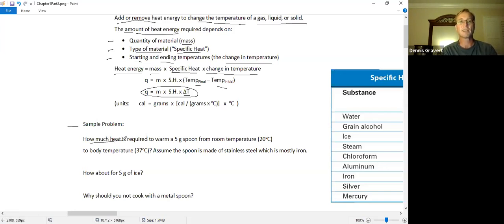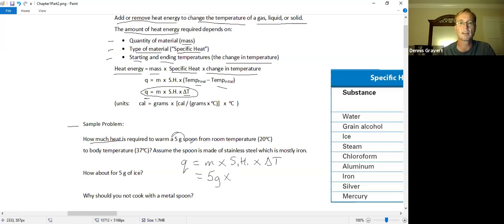How much heat? That's Q. All right, so I need to know what Q is. Put that down, start showing my work here. Q, I don't know what that is, I'm trying to find it. Q equals mass times specific heat times the change in temperature. That's what I want to know. The mass, that's 5 grams.